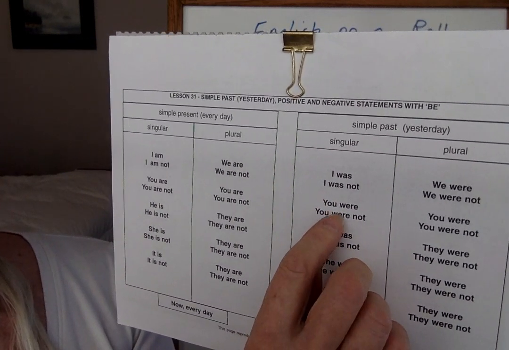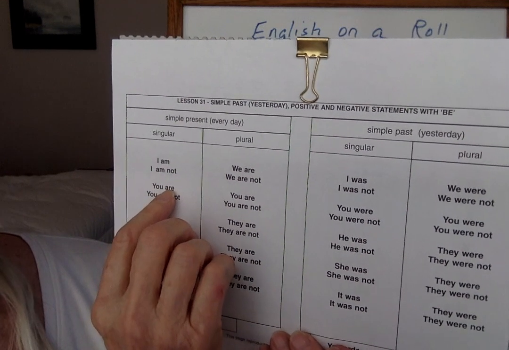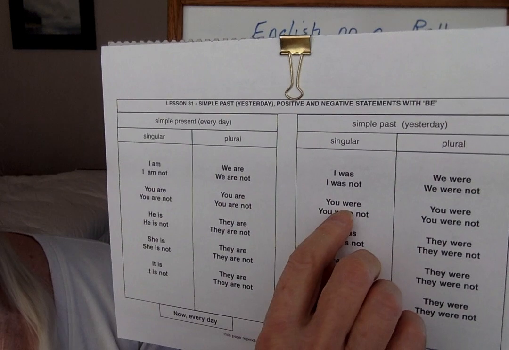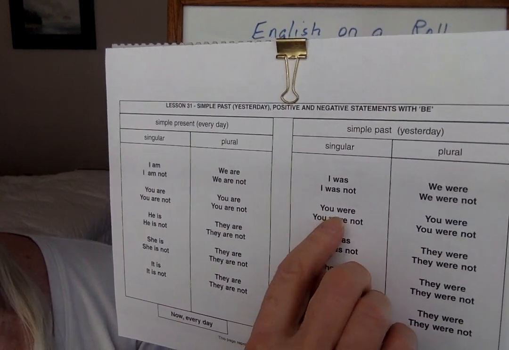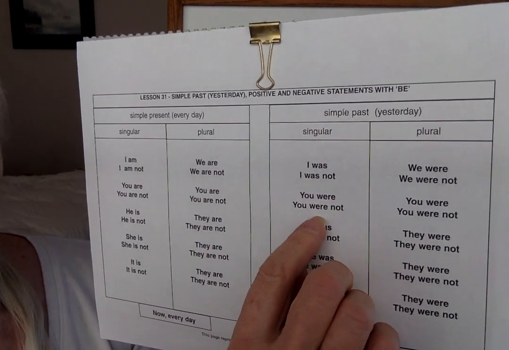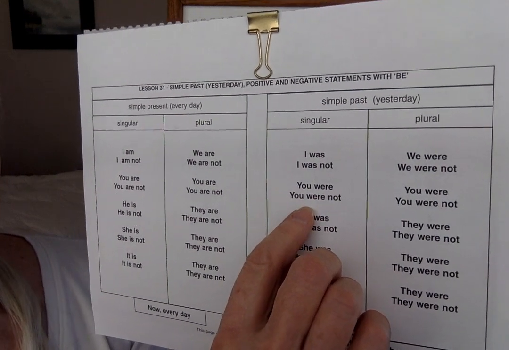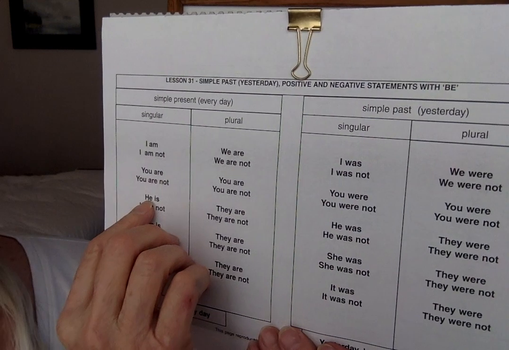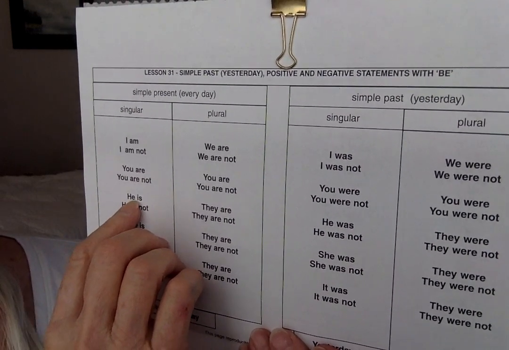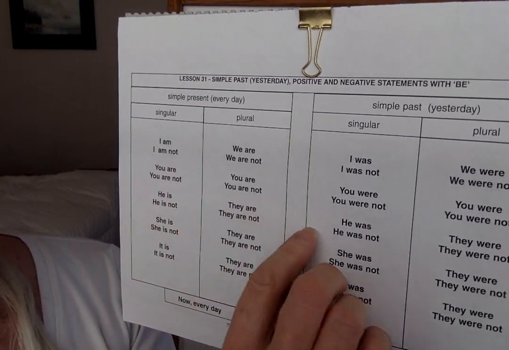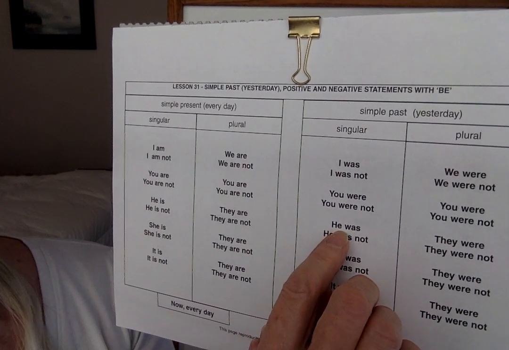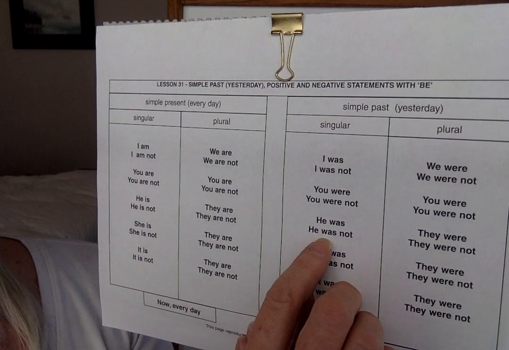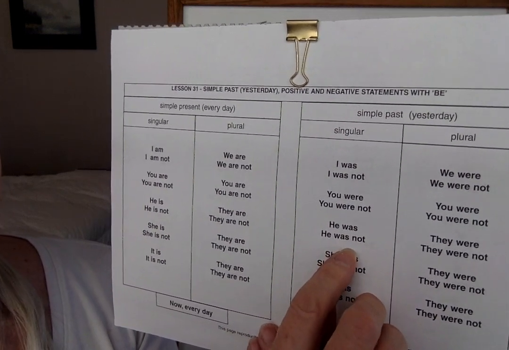Now, for you, here you are, presente becomes you were, or you were not. Here, he is your presente, or he is not. And then we have pasado, he was, or he was not.